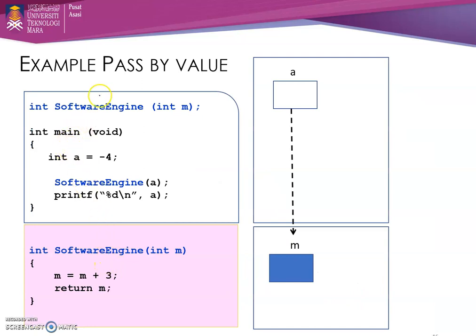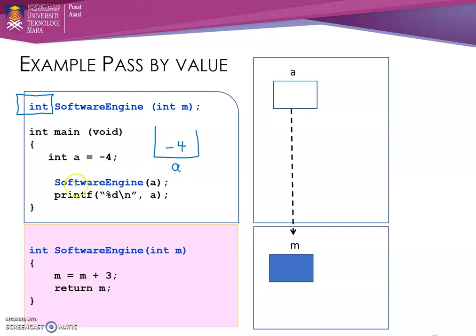Now take a look at the second example of pass by value. For this program, the function name is software engine, where this function is going to pass one integer number, which is integer m, and this function has a return value. Let's take a look at the main function. In main function, there is a declaration and initialization of a value in a. The value of a is -4.